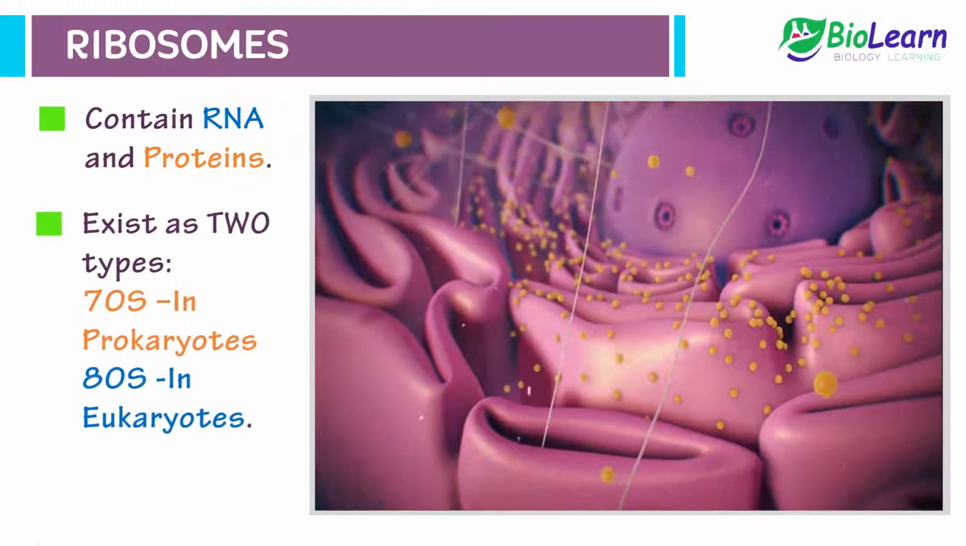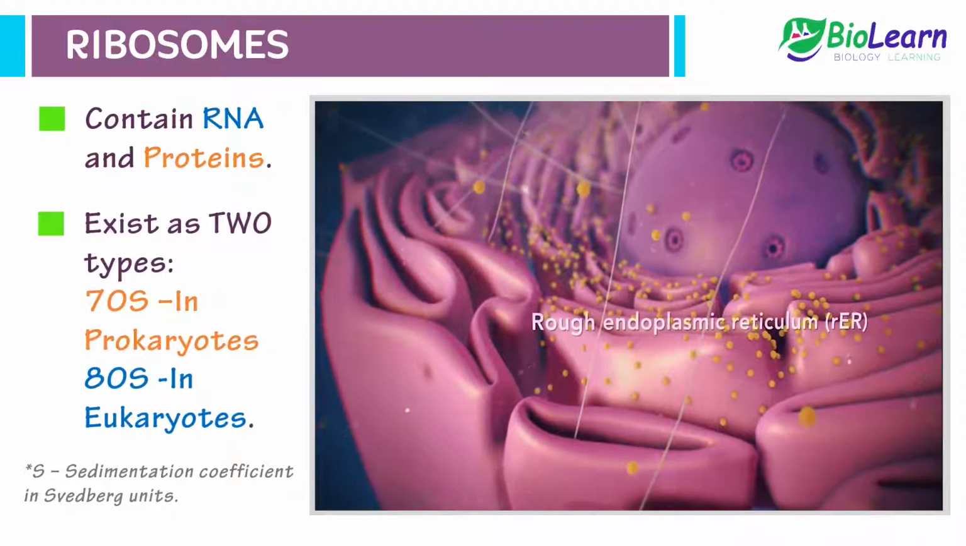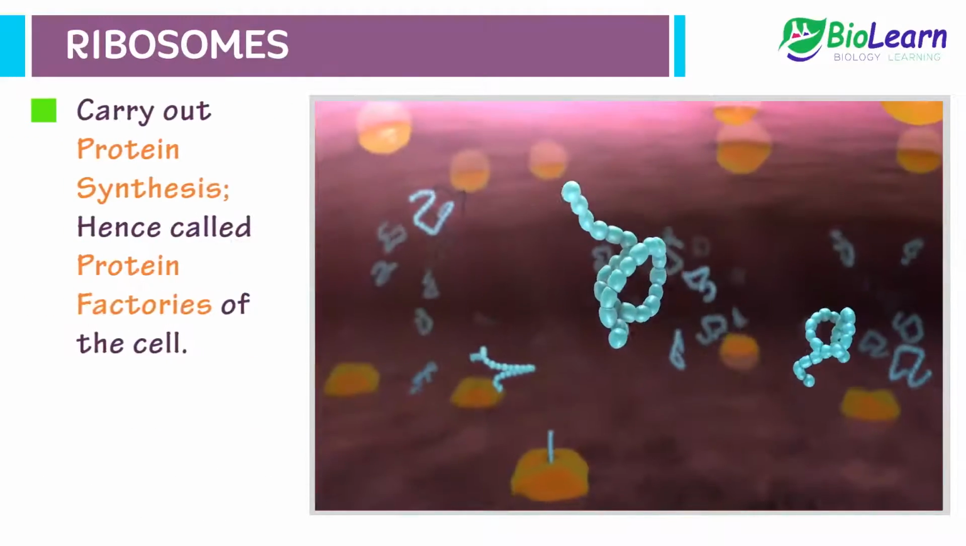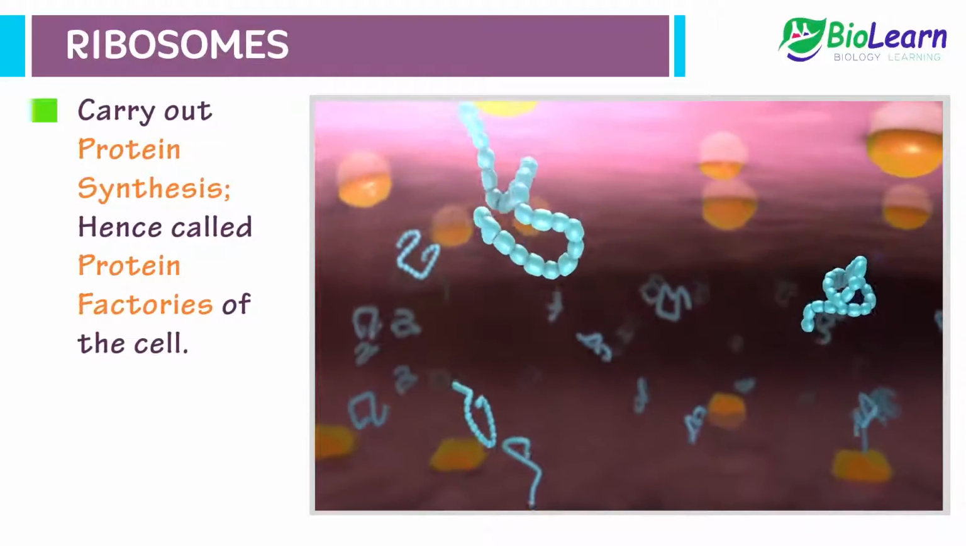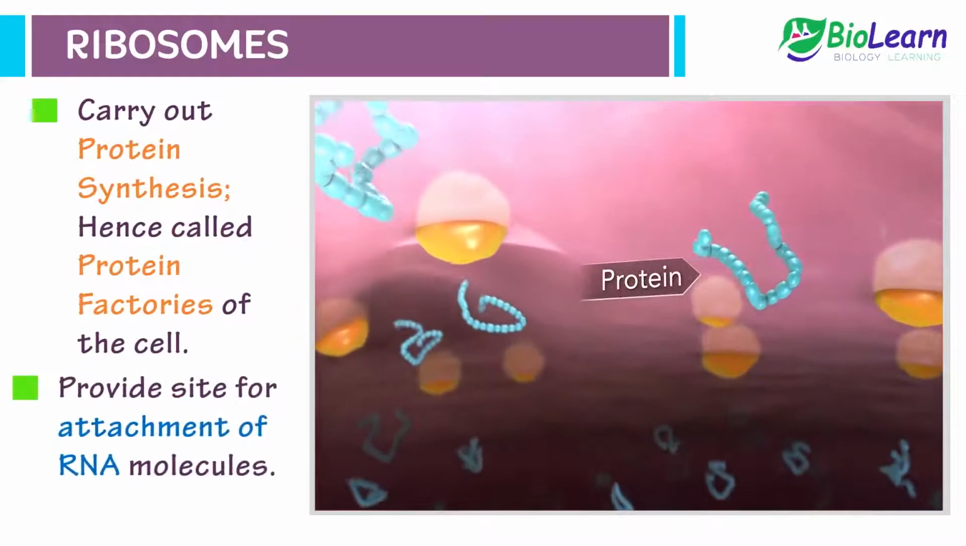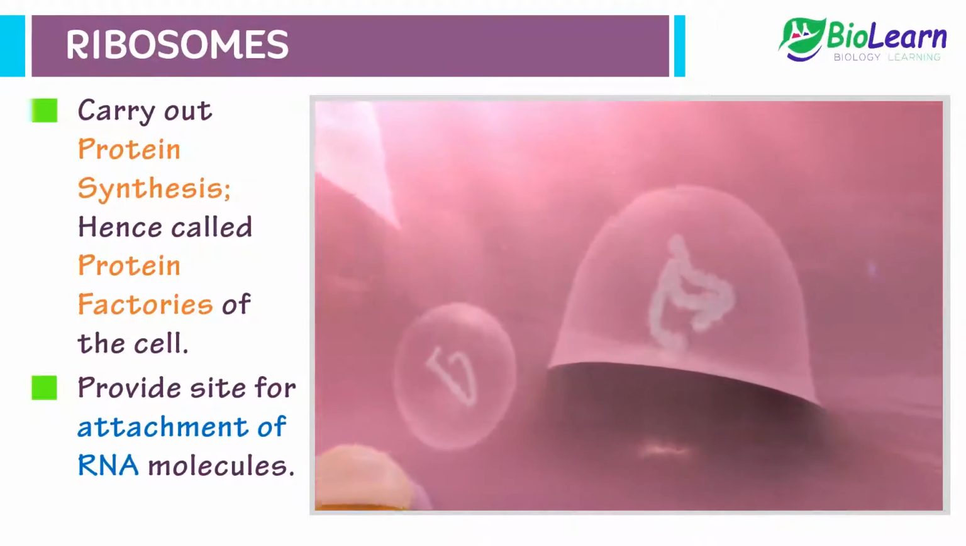Ribosomes are of two types, 70S, which are found in prokaryotes, and 80S, which are found in eukaryotes. They are the centers of protein synthesis, hence they are called protein factories of the cell. They provide sites for the attachment of RNA molecules involved in protein synthesis.